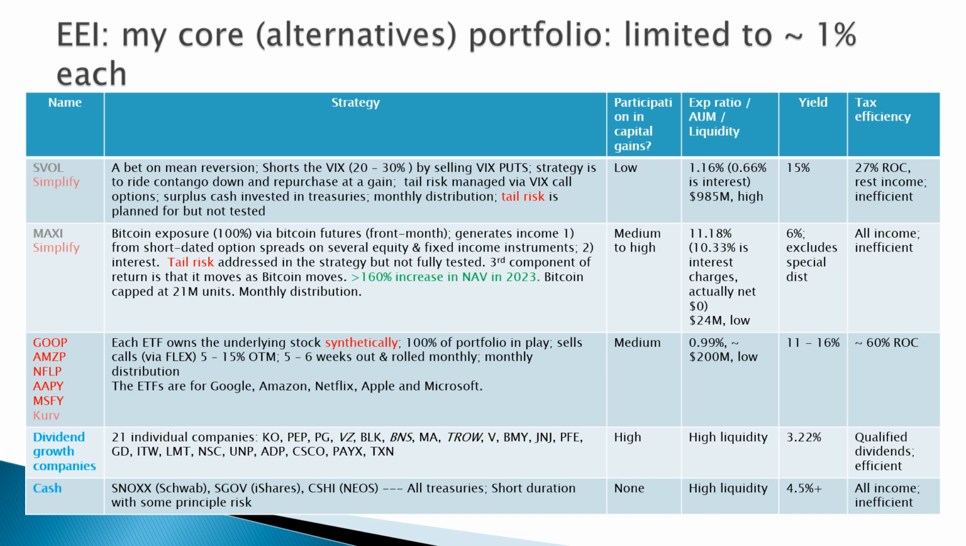The next tranche I would like to cover is from a very new company called Curve. I was impressed by the CEO and his vision and strategy. And what they do is they have individual ETFs that own only one stock, and they own the stock synthetically. They put 100% of the portfolio in play, and they sell out of the money calls, typically 4, 5, 6 weeks out. They're constantly rolled, and they do a monthly distribution.